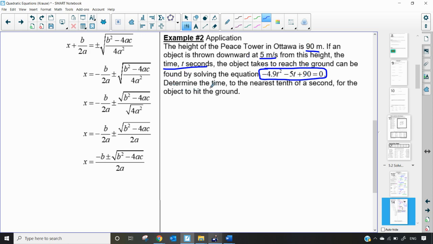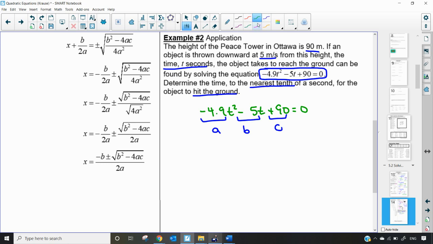Now we're asked to determine the time to the nearest tenth of a second for the object to hit the ground. In other words, when is the height going to be 0? So if this had been a factorable quadratic, then we would be able to just break it down into its factors and set it equal to 0. That's not the case. So we've got negative 4.9 t squared minus 5t plus 90. So we're going to have to use our quadratic formula. So our a value here is negative 4.9. Our b is negative 5. And our c is 90.